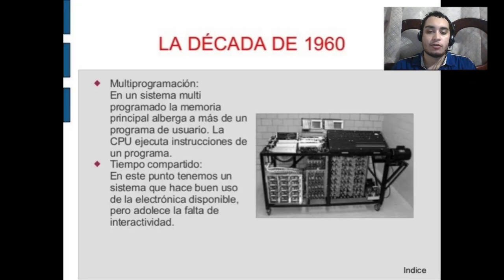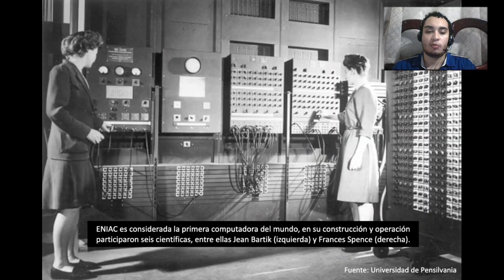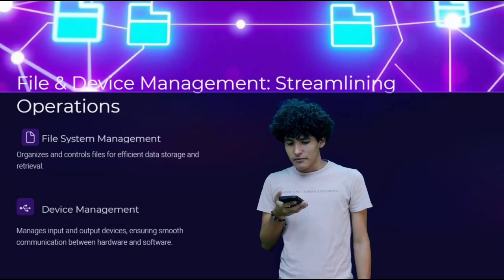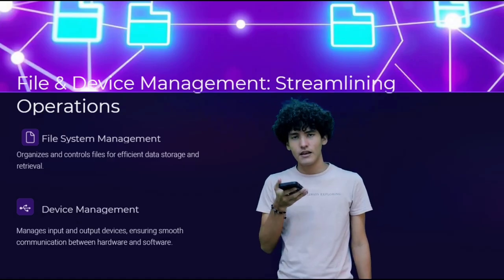In the 1960s and 1970s, time-sharing allowed multiple users to share the resources of a single computer. Improving over time, modern operating systems like Windows, Mac OS, Linux, Android, and iOS offer a multi-tasking graphical interface, networking capabilities, and powerful security features. Now, let's move on to the core functions of operating systems.